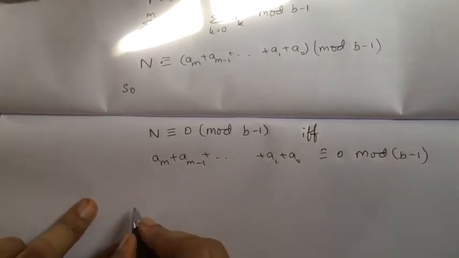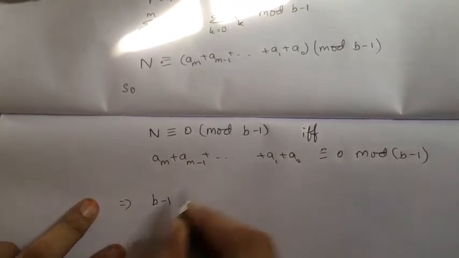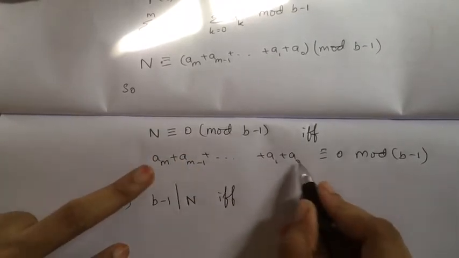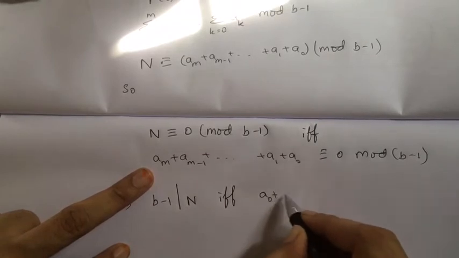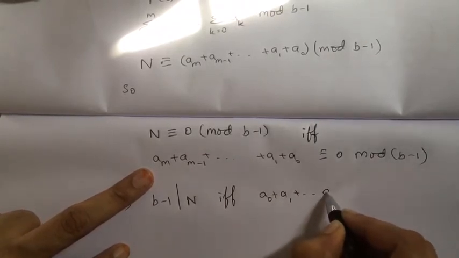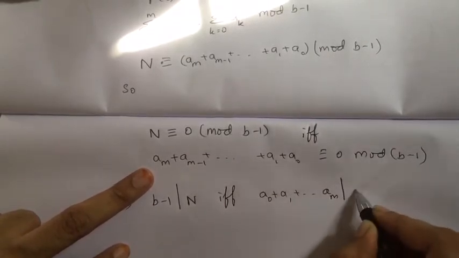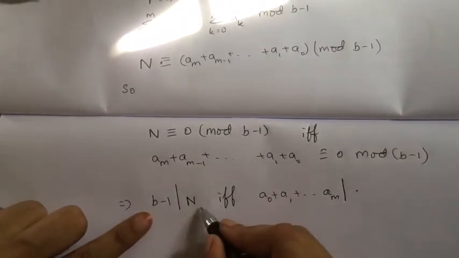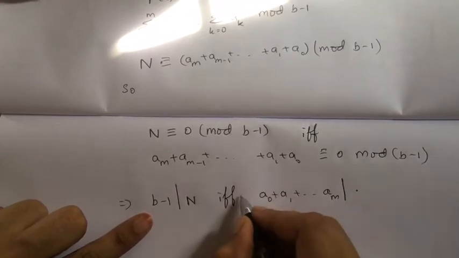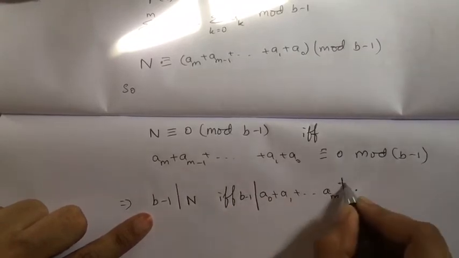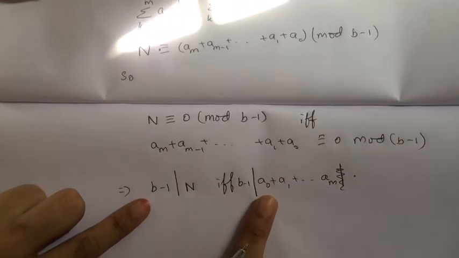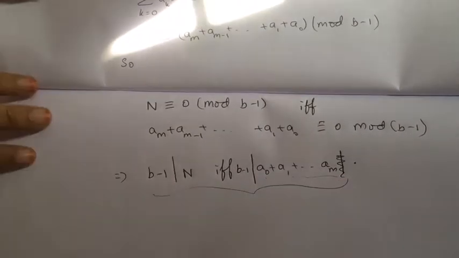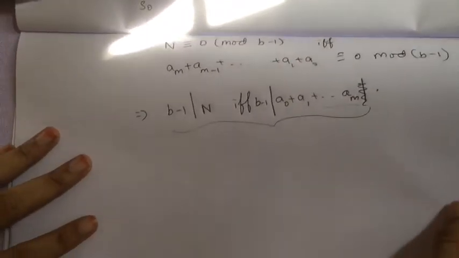So I can write that b minus 1 divides n if and only if b minus 1 divides the sum a_0 plus a_1 up to a_m. I'll just take an example.